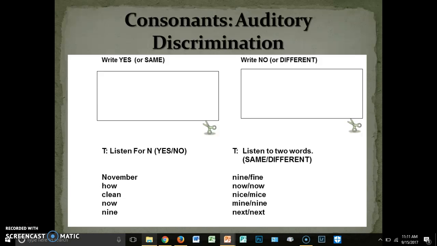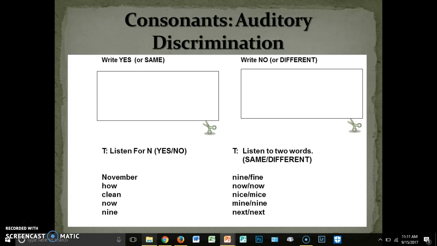You can use same different cards or yes, no cards that the students create. Index cards are great for this too. Here, the students simply write yes or same in one box and no or different in the other box and cut them out and hold up the card to reflect their answer. You saw this demonstrated in class last week. It's a form of task-based listening.